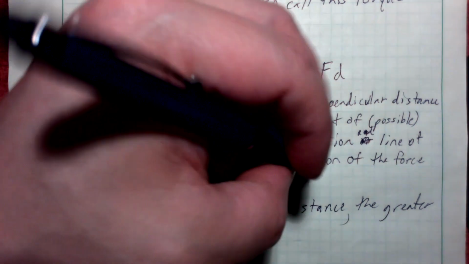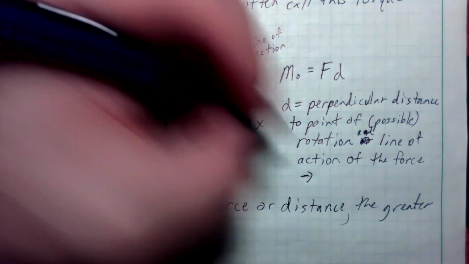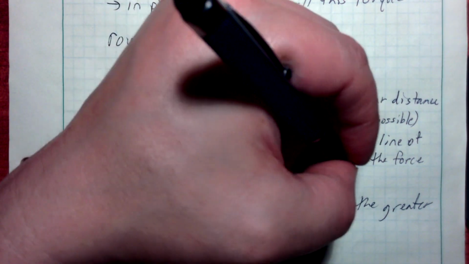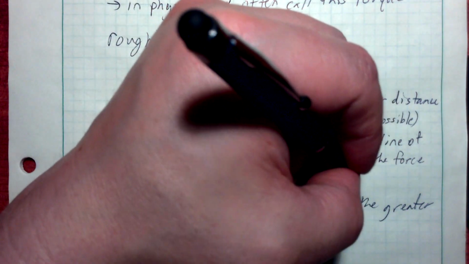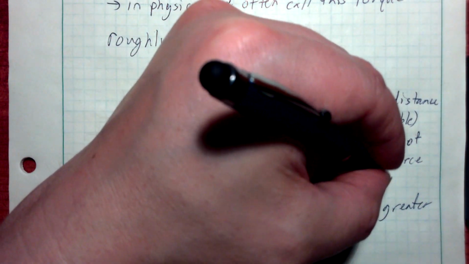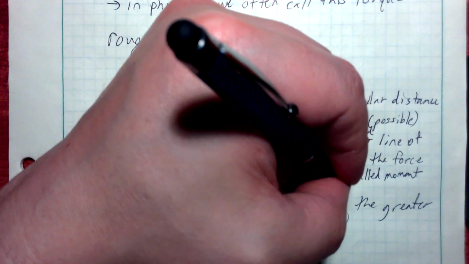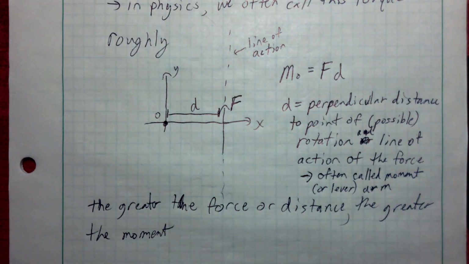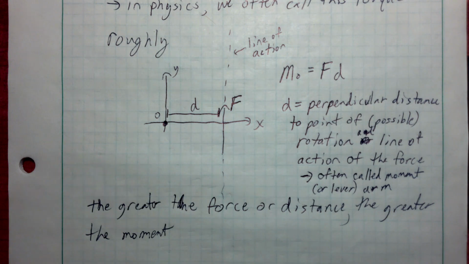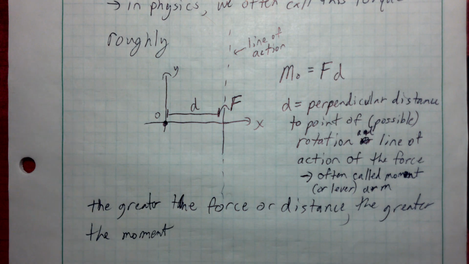Now, there is an additional point you can write underneath here. Under D, the perpendicular distance, this is often called the moment arm or the lever arm. D refers to the moment arm or the lever arm. We often use lever arm when we're talking about torque. We use moment arm when we're talking about moment.